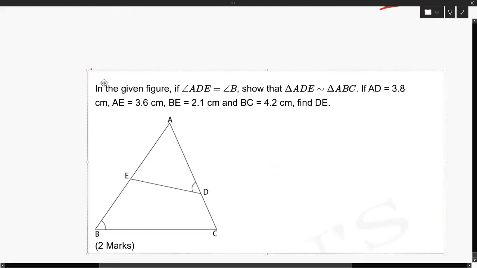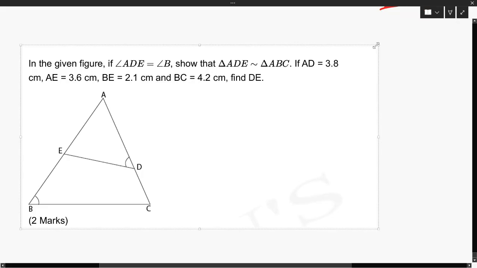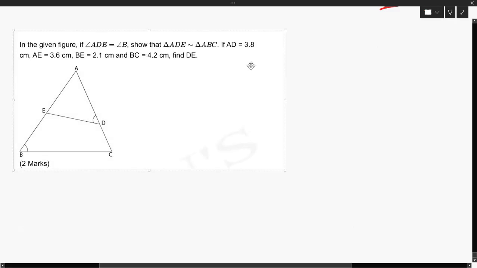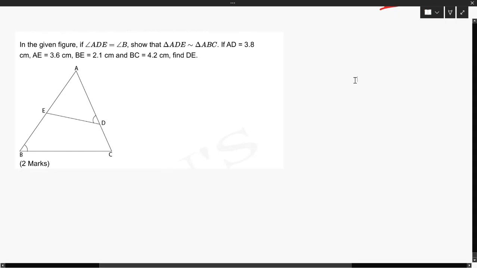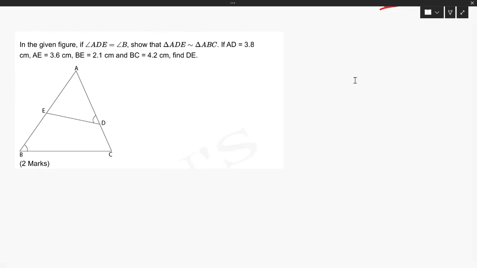Yeah, in this figure, angle ADE, which is marked, okay, which you could see is marked, is equal to angle B of that bigger triangle. Triangle ADE is similar to triangle ABC. Okay, observe the names also carefully. The smaller triangle is similar to the bigger triangle given in the question, but in a twisted name. A corresponds to A, D corresponds to B, and E will correspond to C. If AD is 3.8, AE is 3.6, AB is 2.1, BC is 4.2, find DE. Okay, this looks like a simple question.